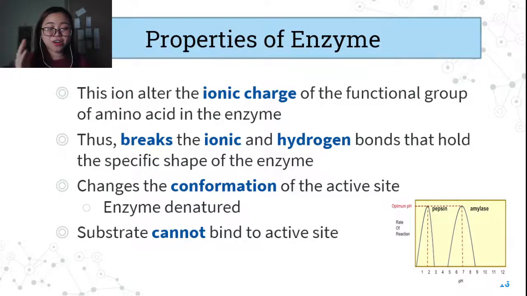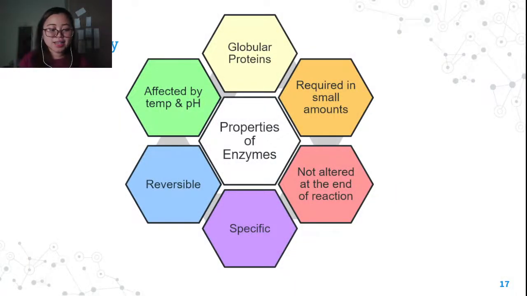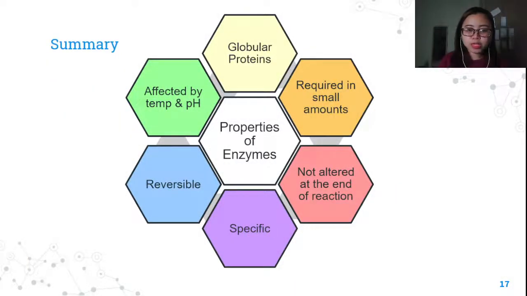Okay, so that is all that I want to talk about for pH for now. We're going to come back to pH again later in this lesson. So just a very quick summary. These are the properties of enzymes that you should remember. That they are globular proteins, they are required in small amounts, they are not altered at the end of the reactions, they are specific to their reactions, they could be reversible, and they are affected by temperature and pH.